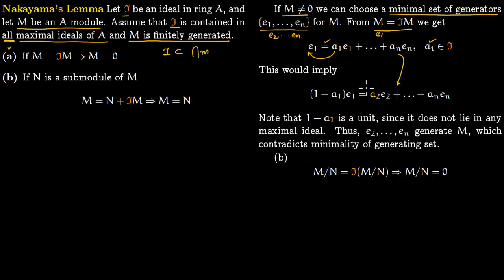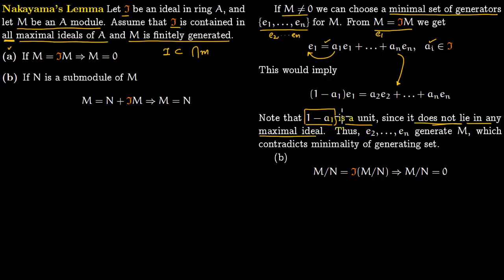Now the only thing left is that we can arrive at a contradiction and show that we have been able to produce a smaller set of generators for E1 only if we are able to show that we can invert this 1 minus A1. By inversion we mean that 1 minus A1 has to be a unit, and this is a unit precisely because it does not lie in any maximal ideal. Since it does not lie in any of the maximal ideals, by the non-unit criterion this will become a unit because the non-units lie within the maximal ideal.